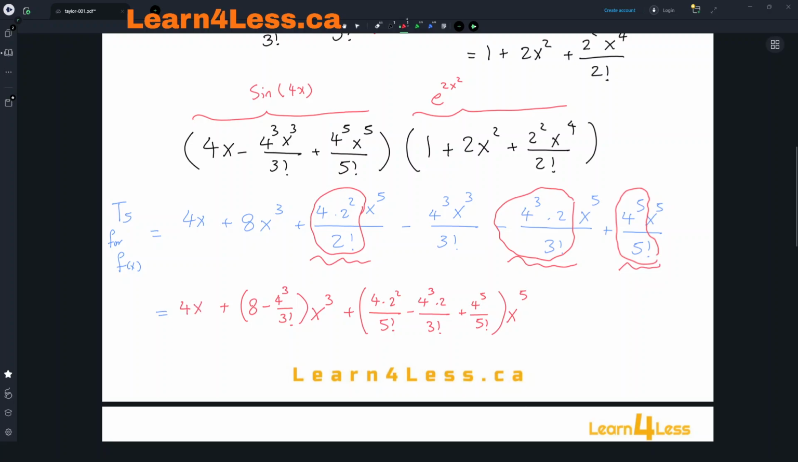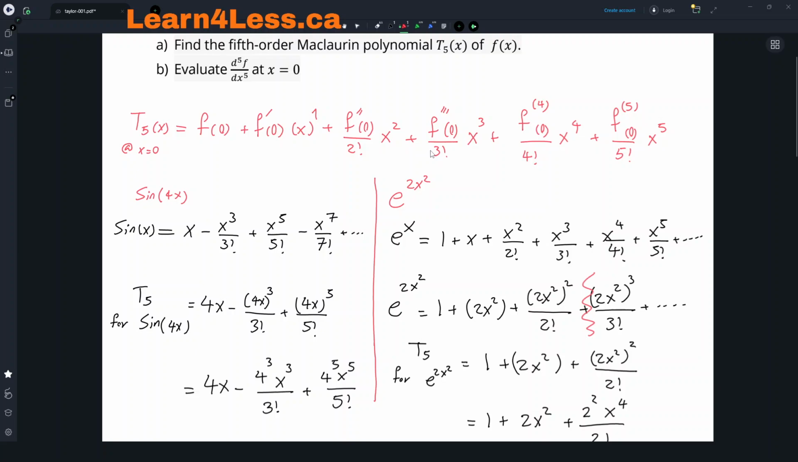In red. Yeah, this is a little bit better looking for T5. This is what we want for the first part of the question. And now in the second part, they are asking, what is the fifth derivative of the function at 0? Do we need to take the derivative 5 times?